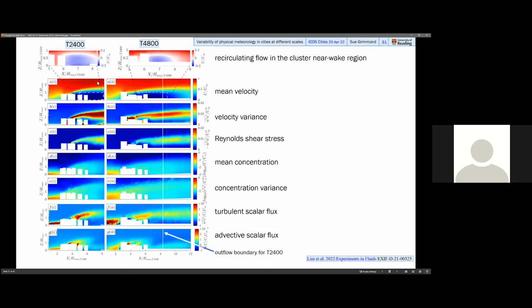We can start to look at the variations in a whole series of different characteristics of the flow. The velocity variance, you can see, increases as it goes across the tall building cluster, and the Reynolds shear stress. From the dye, which is being released in front of the tall buildings, we can see increased concentration in front of the tall buildings and then being lofted over the buildings. The concentration variance, the scalar flux, and also the effective scalar flux.